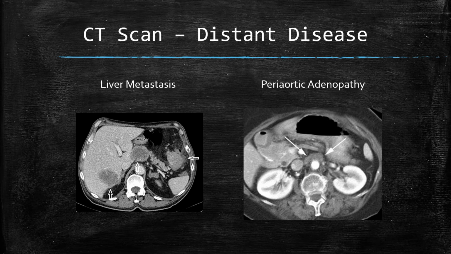CT scans are also invaluable for looking for metastatic disease. The presence of this disease may well influence whether we resect the colon mass or not. If the colon mass is asymptomatic and the patient has multiple liver metastases, chemotherapy is probably the better course of action. This patient has 2 large liver mets, and this patient over here has extensive periaortic adenopathy.